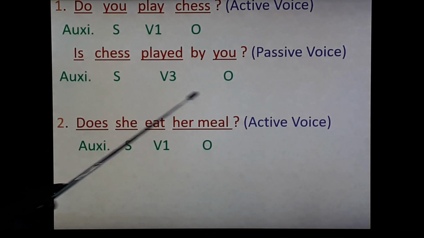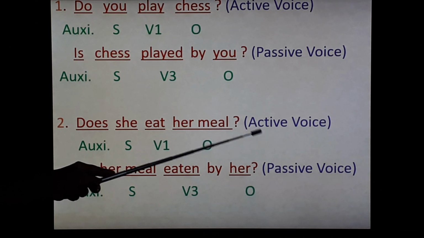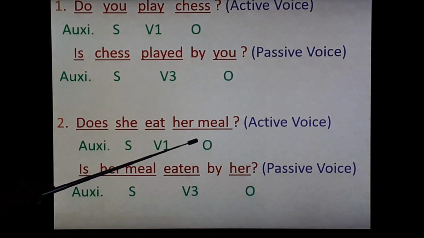Okay, now active or passive? Is by given? No. Is V3 form given? No. So this sentence is given in active voice. Now we will turn this to passive. Okay, her meal is the object in active voice. Now turning to passive, the object becomes the subject.